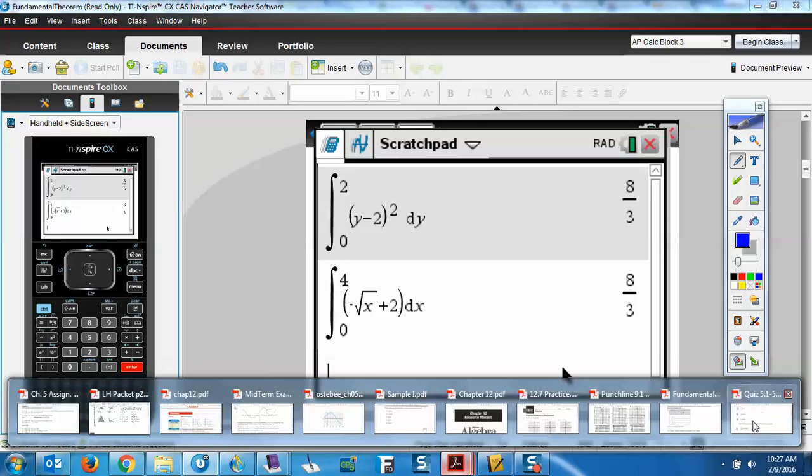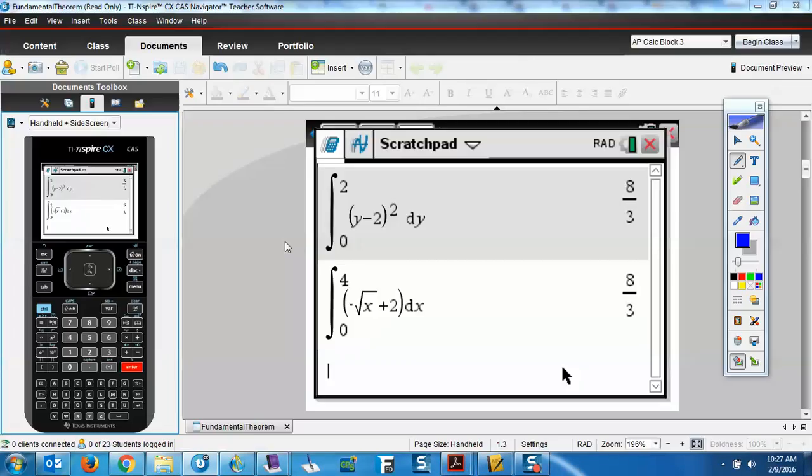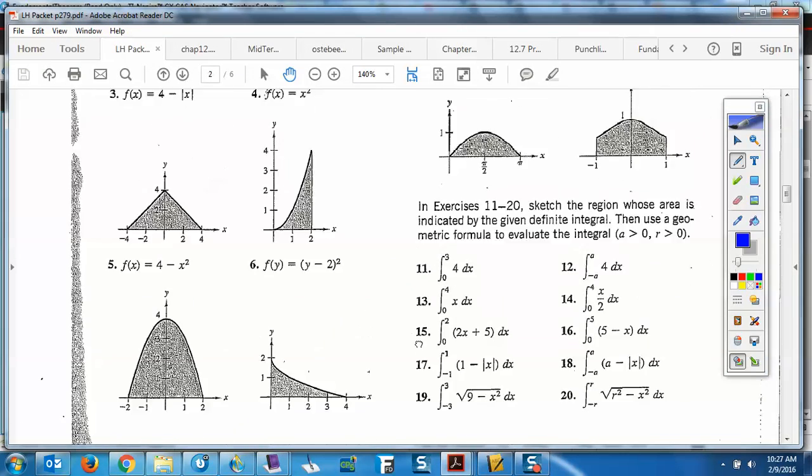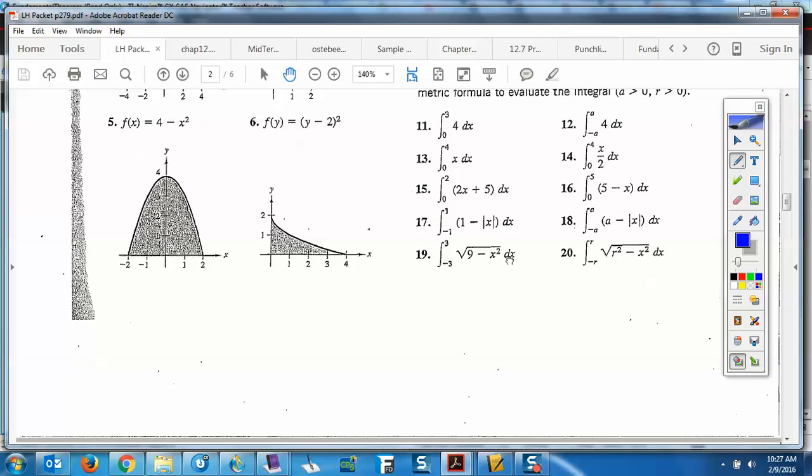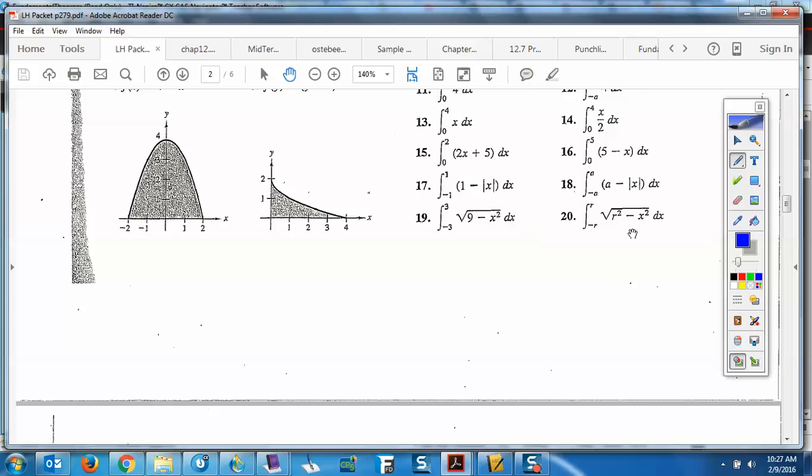All right, where's my book? Okay, so back to this. The ones I really cared about were more in here. Any of these that you had questions about? You want to take a quick look at? Number 20. Was 19 okay?